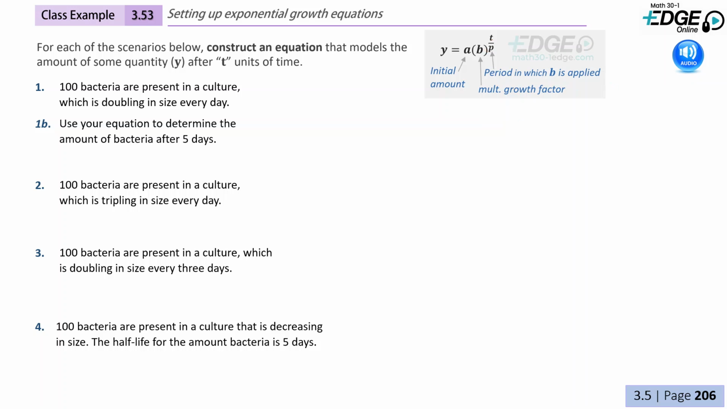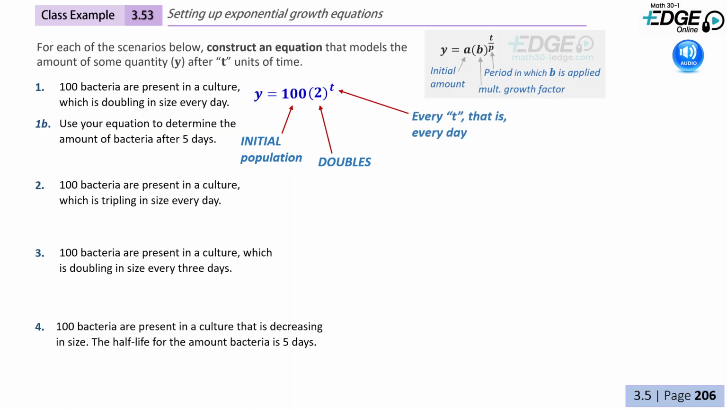Number 1 says 100 bacteria are present in a culture which is doubling in size every day. So y is equal to 100, our initial population, times 2 for our growth factor because it's doubling, and then just to the power of t because it's doubling every day. And if you like, it still follows our equation above because you could write this as t over 1. That's how many days it is for it to double.